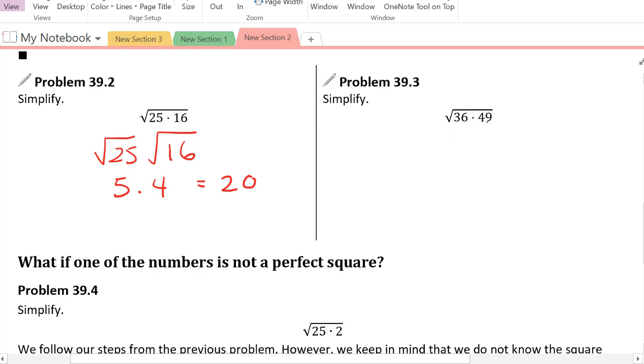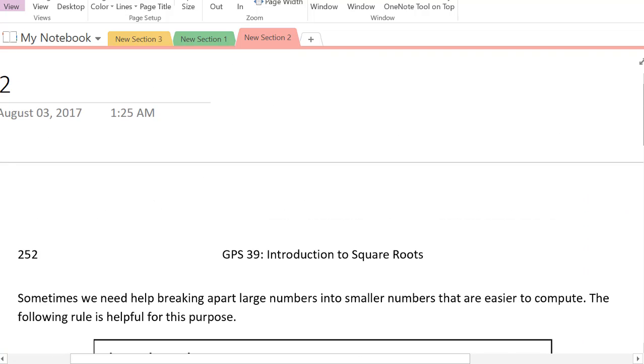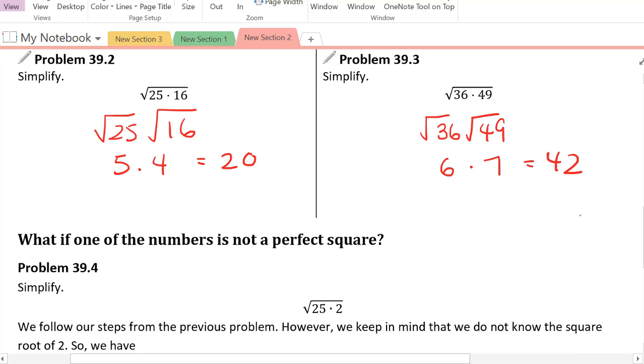Same thing with the next one. I have 36 times 49, so I can break them up into their individual square roots. The square root of 36 gives us 6, and the square root of 49 gives us 7. So 6 times 7 is 42. Again, if you forgot what these perfect squares are, you can always refer back to the list that we had before, or use your calculator, technically. The square root of 36 will give you 6, and the square root of 49 will give you 7. Or you can always make a list.